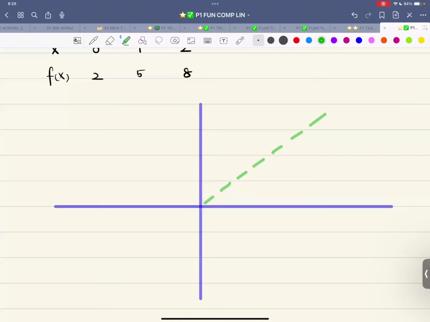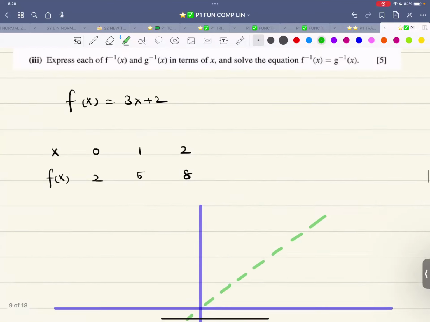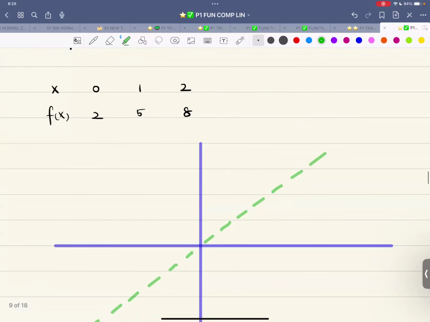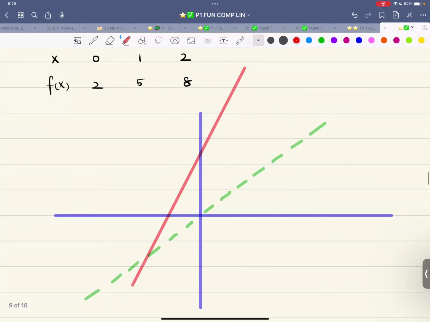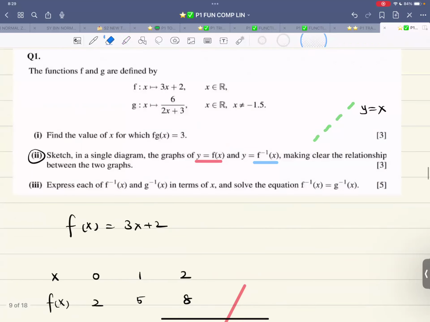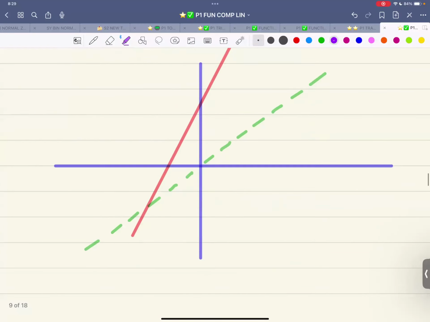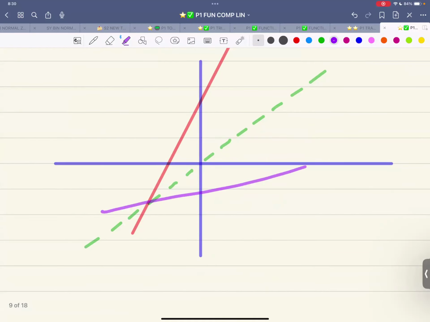That is a 45-degree angle because this is y equals x. And this is 3x plus 2. The red color I'm using is something like 3x plus 2. And for the other one, the blue color thing, I think purple would be better. So let me just change this. Okay, and the other one should be like this.